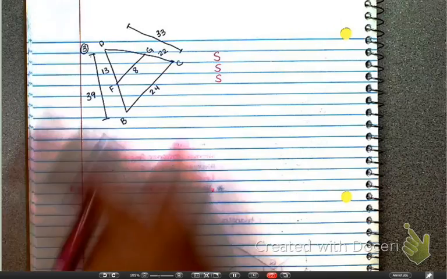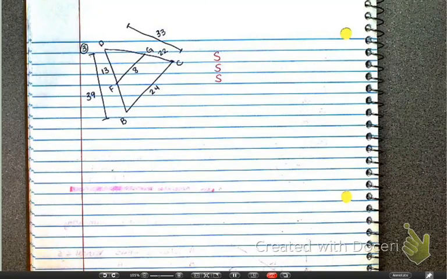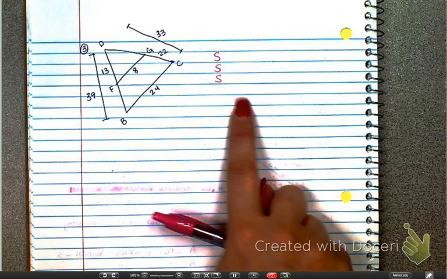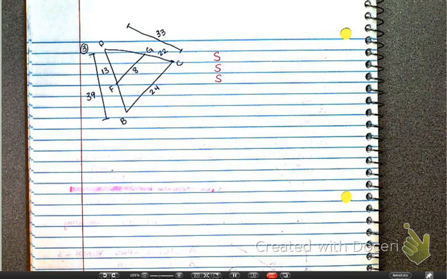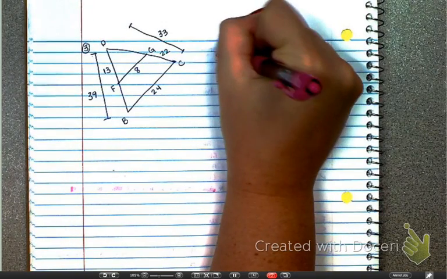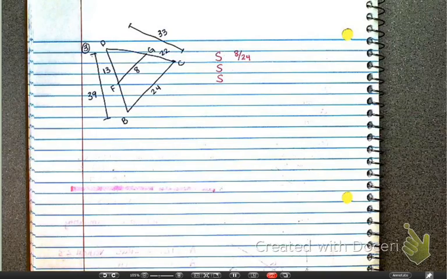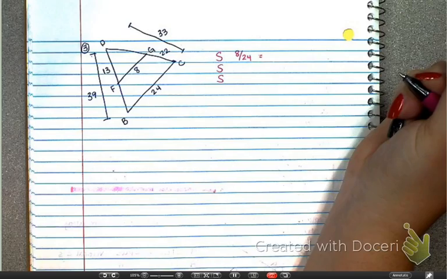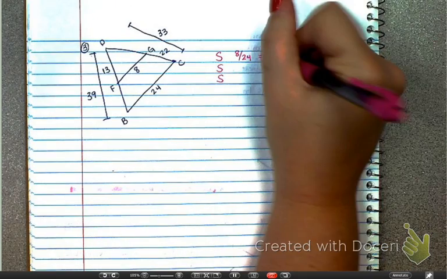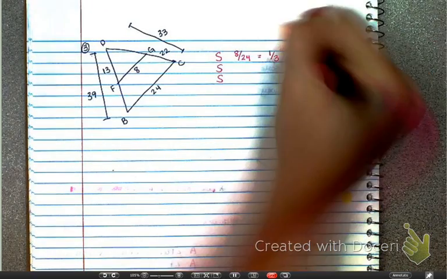Okay, so side, side, side. When you're proving, you will always write that down and you will fill in the information. This is what I'm looking for. Okay, so what sides do we want to start with? 8 and 24. Okay, so FG and BC. I'll take that. 8 over 24, because I did small to big, reduces to 1 over 3. Okay?